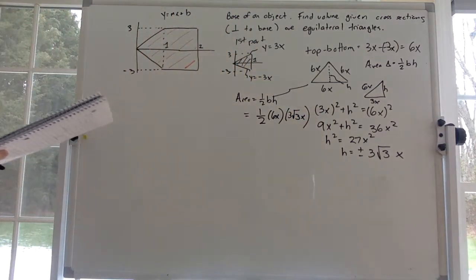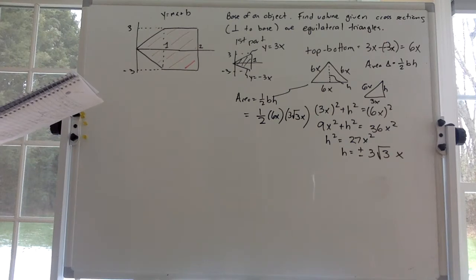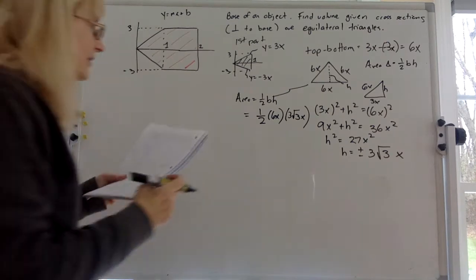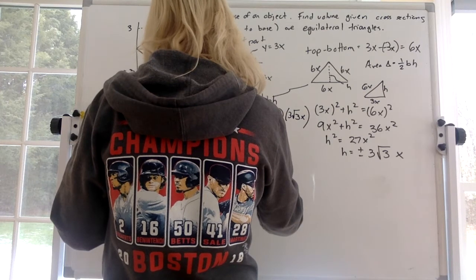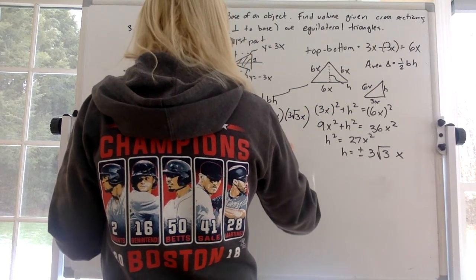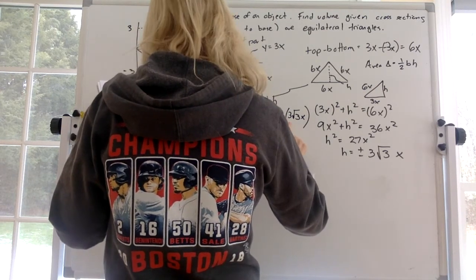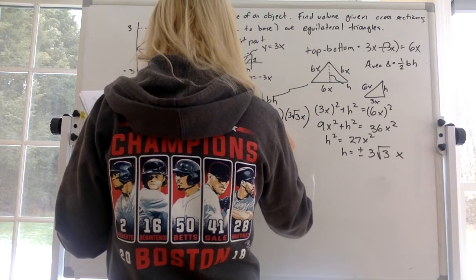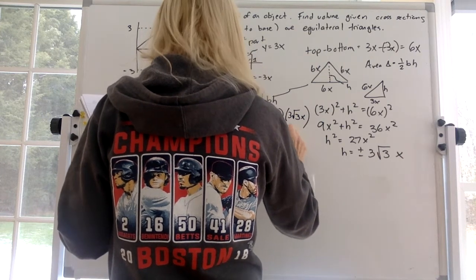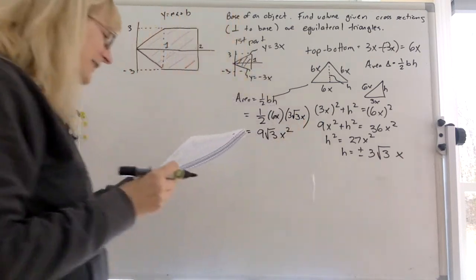Right, okay. So that's our formula for area. So if I simplify that, 3 times 3, I get 9 square root of 3 x squared. Whoa. All that to find the area of the triangle.